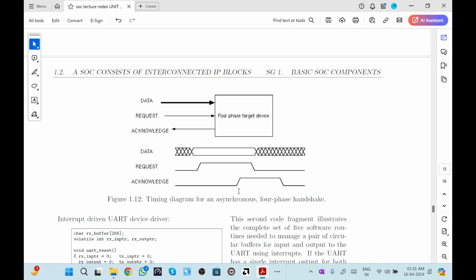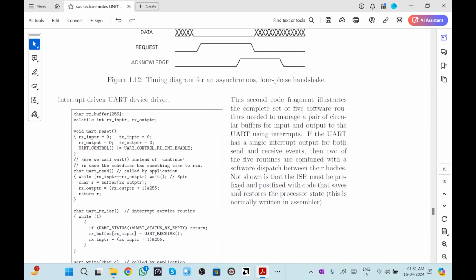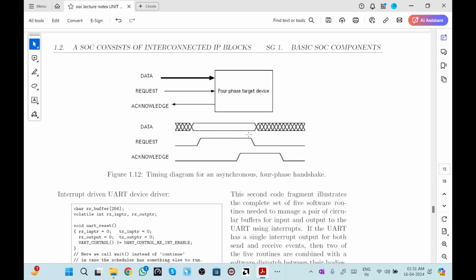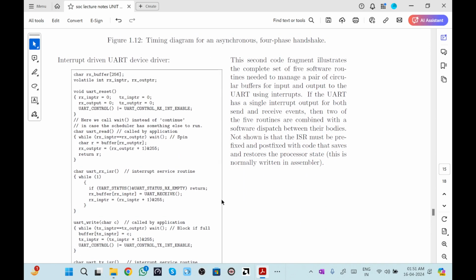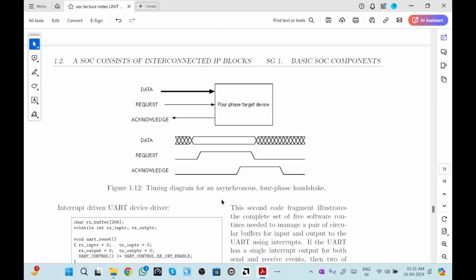Till the acknowledgement is put high, we can consider that the data is being transferred. As soon as we see that the acknowledge signal is high, we can clearly have a look at it. This is the whole logic, the whole program, by which we can tell whether the data is completely transferred or not.